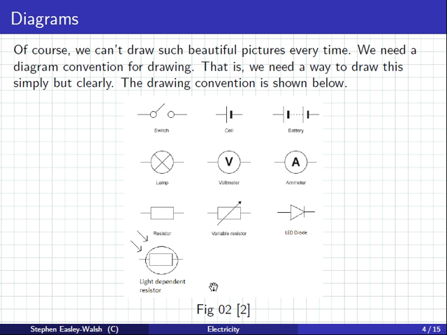Now, if you can't read them, just tell me and I'll give you the name. Switch, cell, battery, lamp, voltmeter, ammeter, resistor, variable resistor, LED diode, D-I-O-D-E, and light dependent resistor. And take your time.